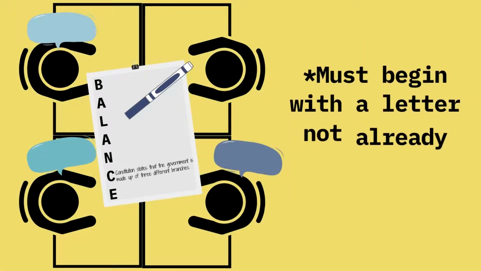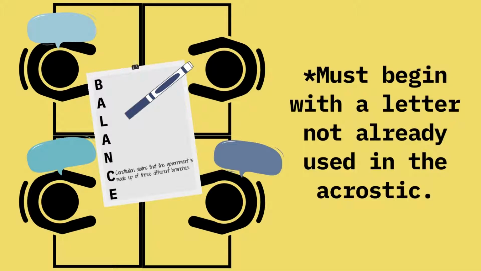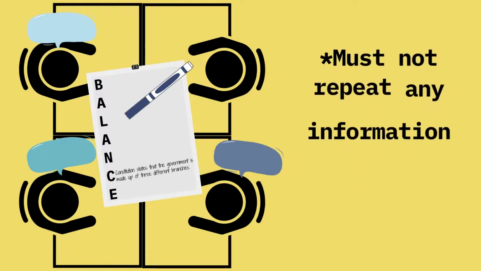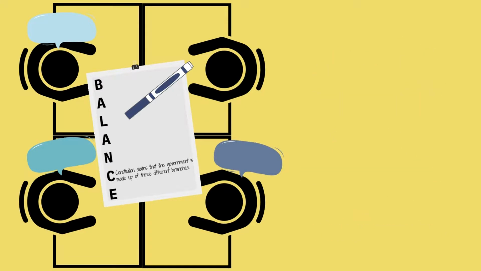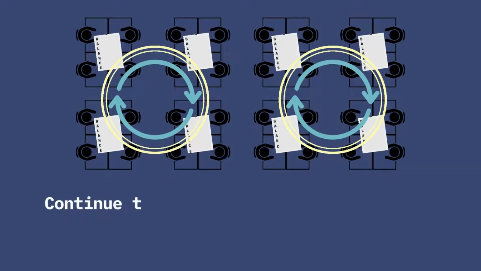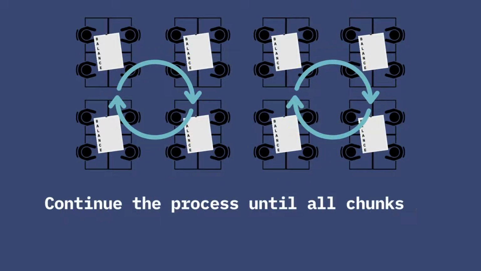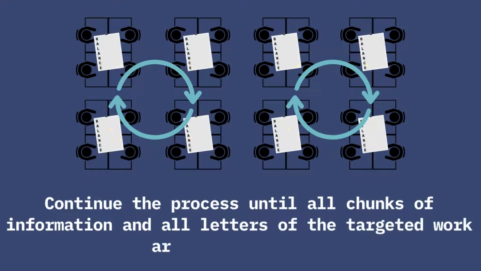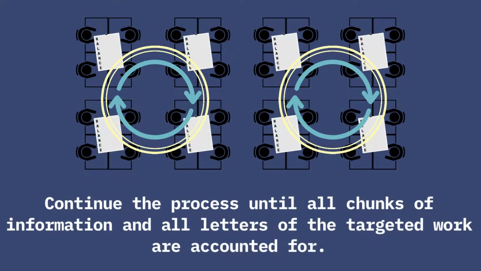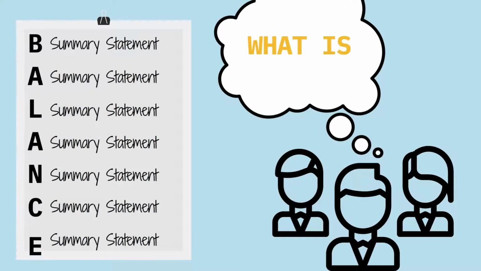Remind students that they must generate a sentence or phrase for a letter not already used in the acrostic they currently have. They also should not repeat any information already expressed in other statements. Continue this process until all chunks of information and all letters of the targeted word have been accounted for. Students should rotate the acrostics a final time so they end up with their original acrostic.